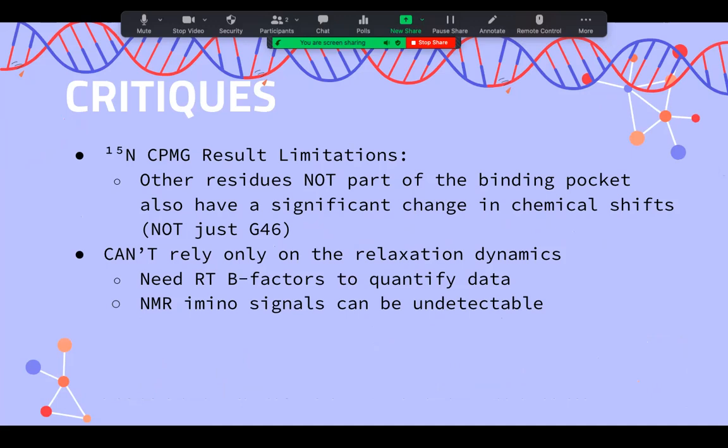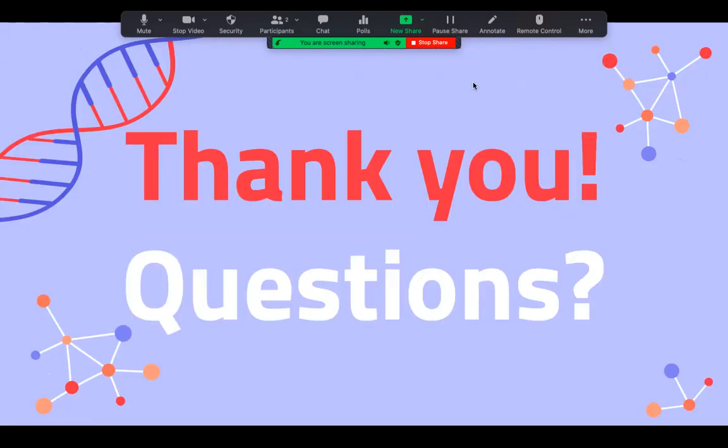Another limitation is that you can't only rely on the relaxation dynamics. You would need the B factors to actually quantify your data, because B factors are more informative regarding the flexibility and static disorder of a protein molecule, and they provide more complete spatial information with regards to atomic motion. Whereas with NMR shifts, the amino signals may not always be detectable. And that is the end of our presentation.